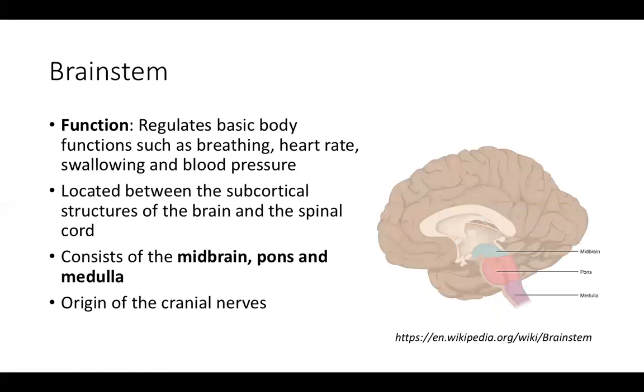One of the most primitive regions of our central nervous system is the brainstem. This brainstem functions to regulate the basic bodily functions such as breathing, heart rate, swallowing, and blood pressure. This area is located between the subcortical structures and the spinal cord, and it's made up of the midbrain, the pons, and the medulla.